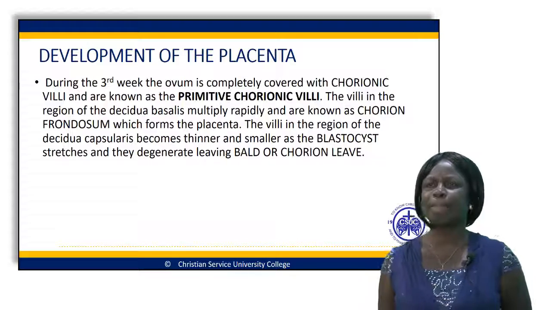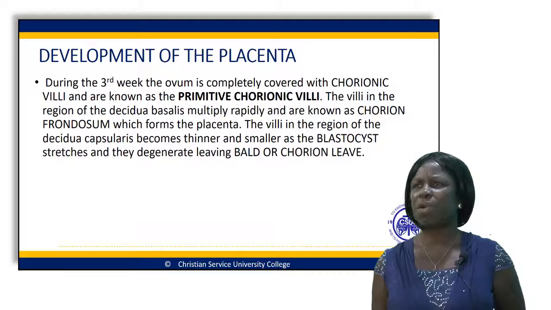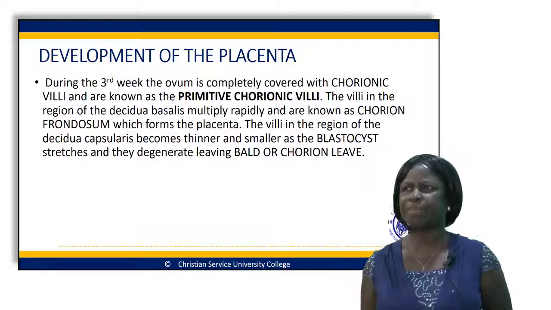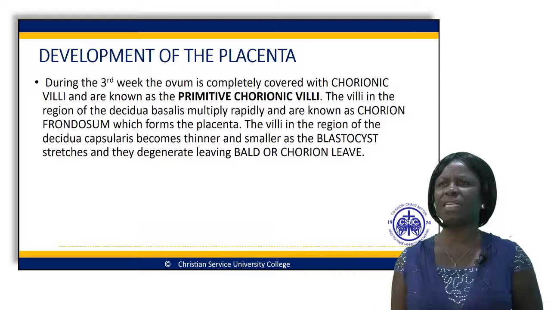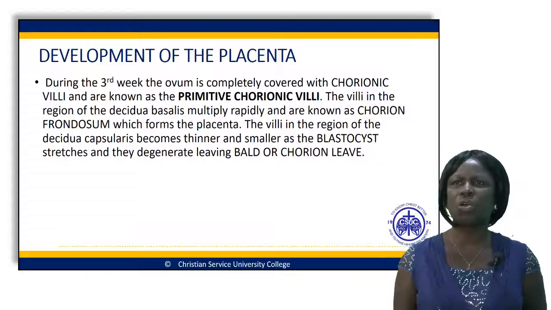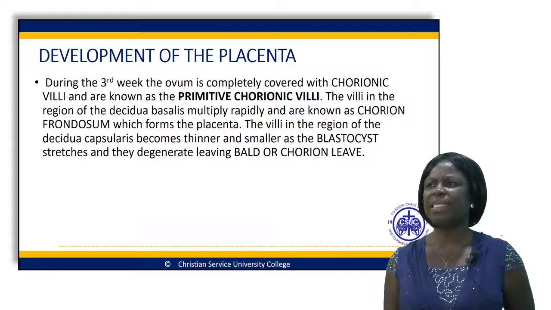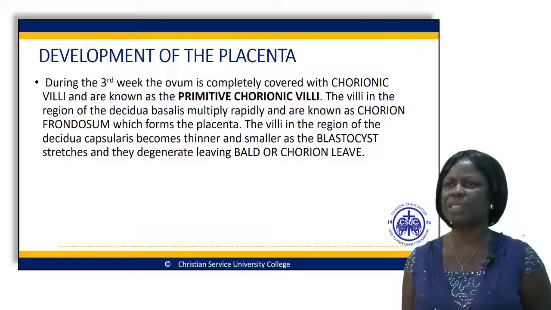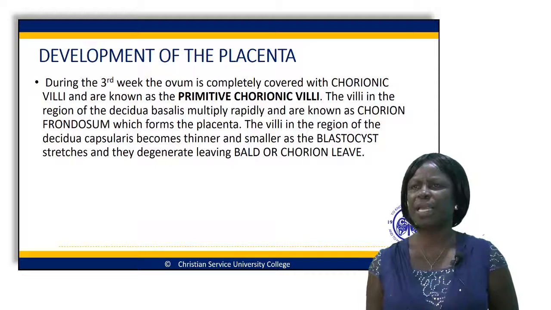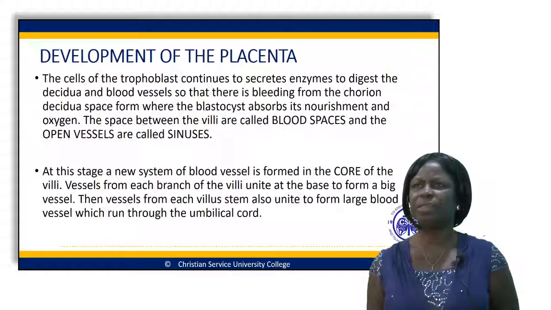Development of the placenta. During the 3rd week, the ovum is completely covered with chorionic villi, known as the primitive chorionic villi. The villi in the region of the decidua basalis multiply rapidly and are known as chorion frondosum, which forms the placenta. The villi in the region of the decidua capsularis become thinner and smaller as the blastocyst stretches, and they degenerate, leaving a bald chorion, the chorion laeve.